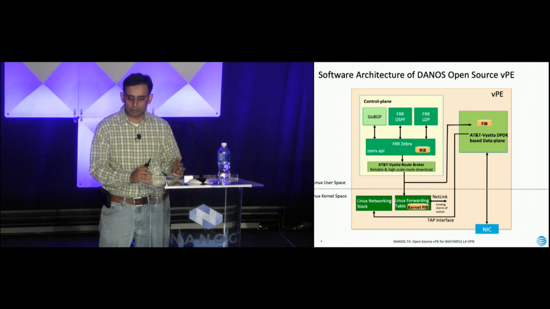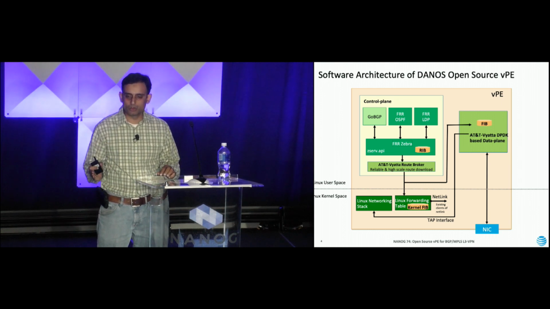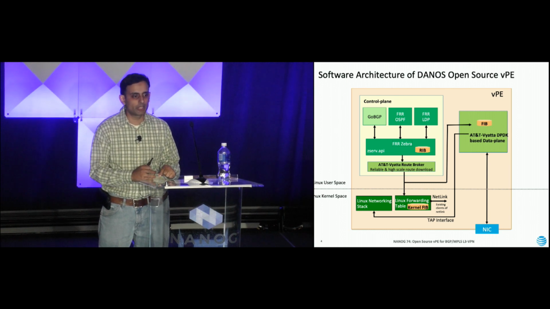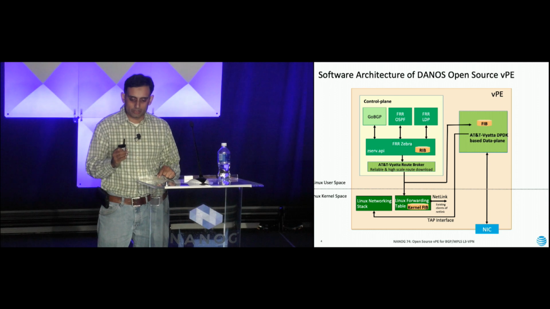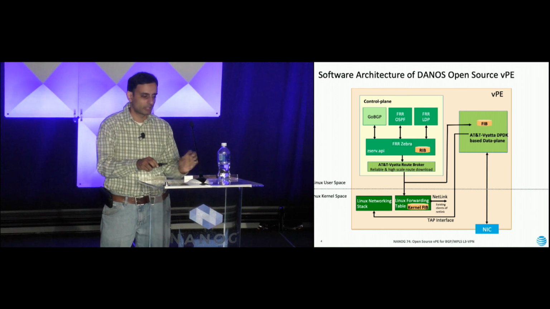When we use VPP, what happens is that VPP again runs as a user plane data process, just like VIATA's DPDK data plane, but instead of communicating with the route broker, it syncs its routes with the Linux kernel forwarding table. Okay?